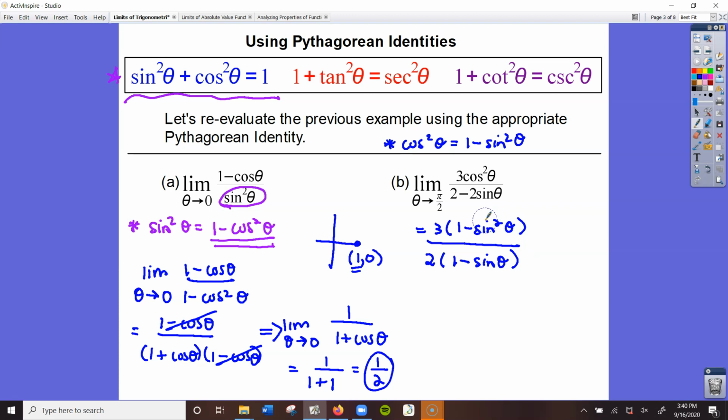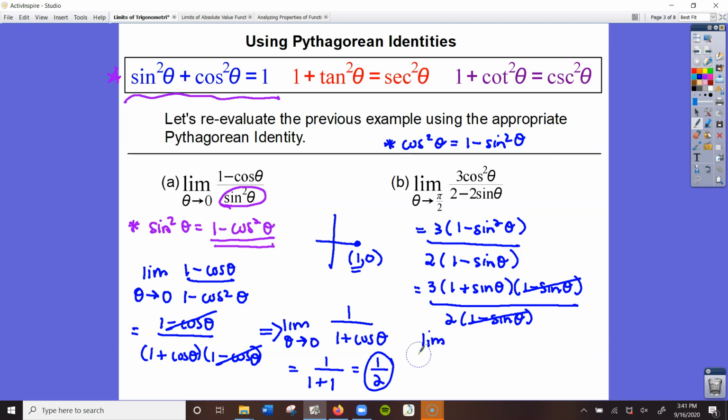So I can factor out a 2, and that would give me 1 minus sine of theta. Now, just like the previous example, that 1 minus sine squared, I can factor since it is a difference of squares. This would give me 3 times 1 plus sine theta times 1 minus sine theta, all over 2 times 1 minus sine theta. And here I'm canceling out that 1 minus sine theta, which is my problematic factor. So now I can go ahead and plug in the pi over 2.